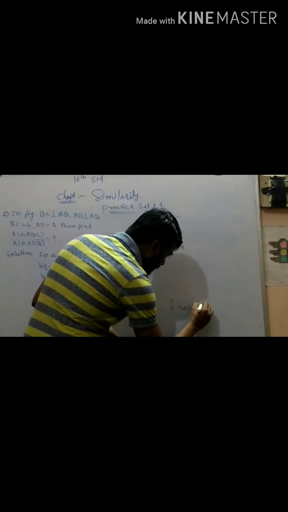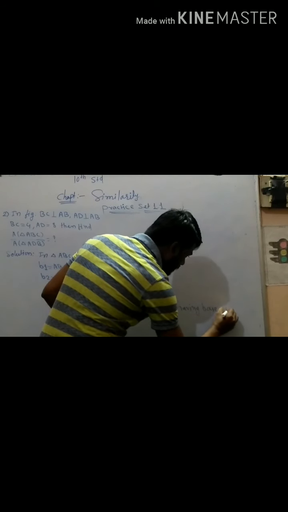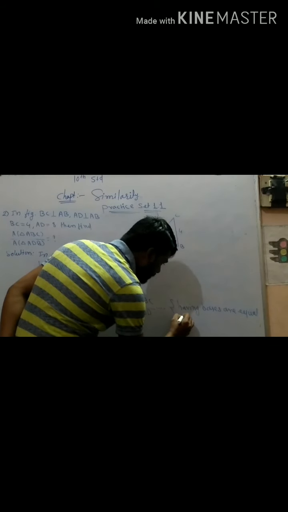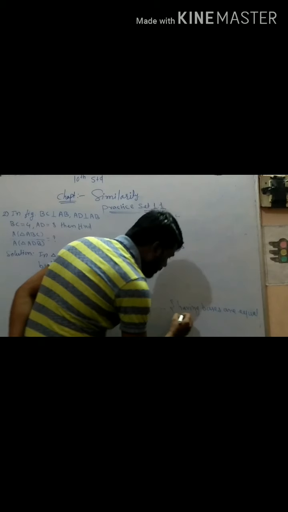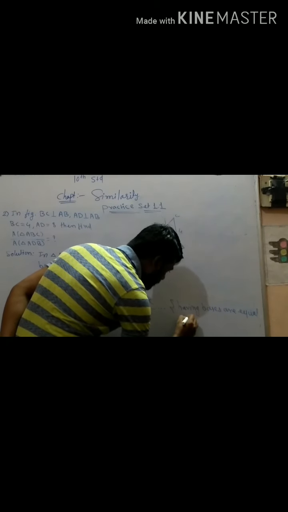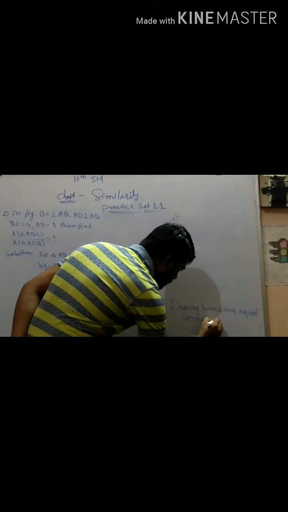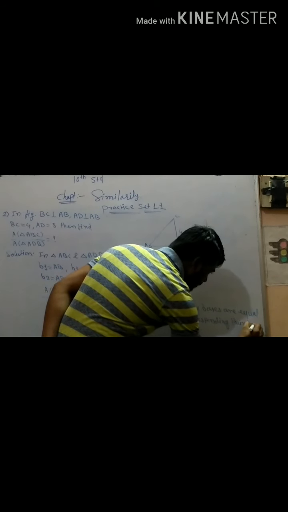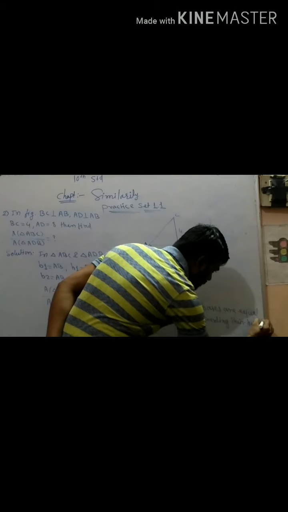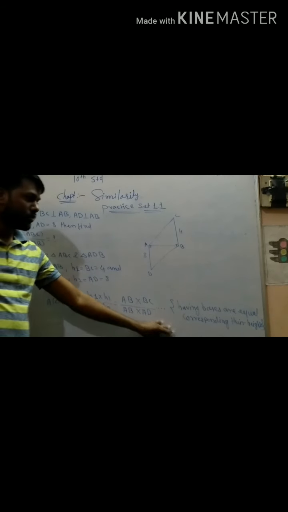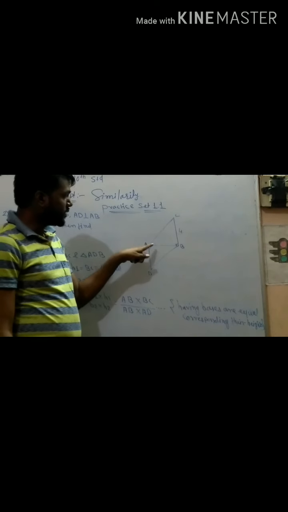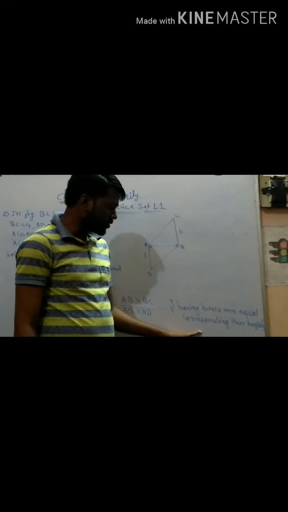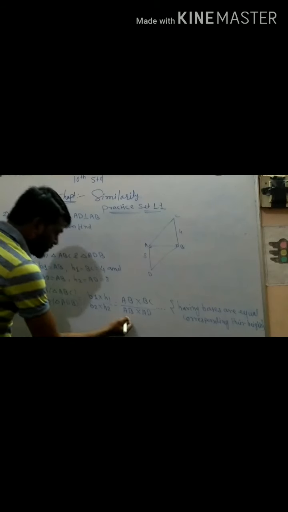Then the statement: having bases equal, corresponding their heights. Meaning if the bases are the same, then their heights correspond. We have to write this statement here to indicate to the examiner that when the bases are the same, their corresponding heights are taken. That's why I am writing the reasons here. So you need to cancel out the bases.